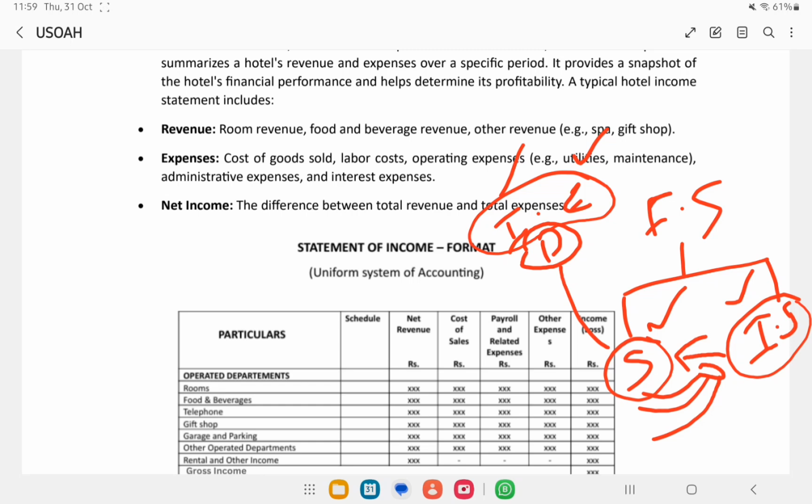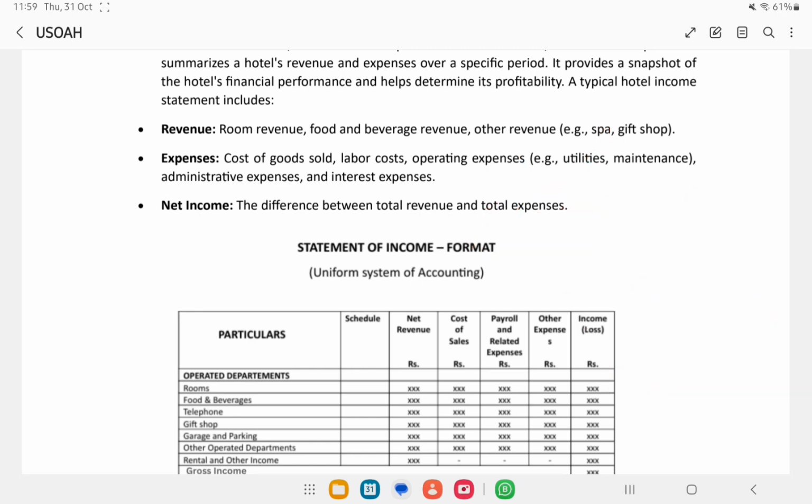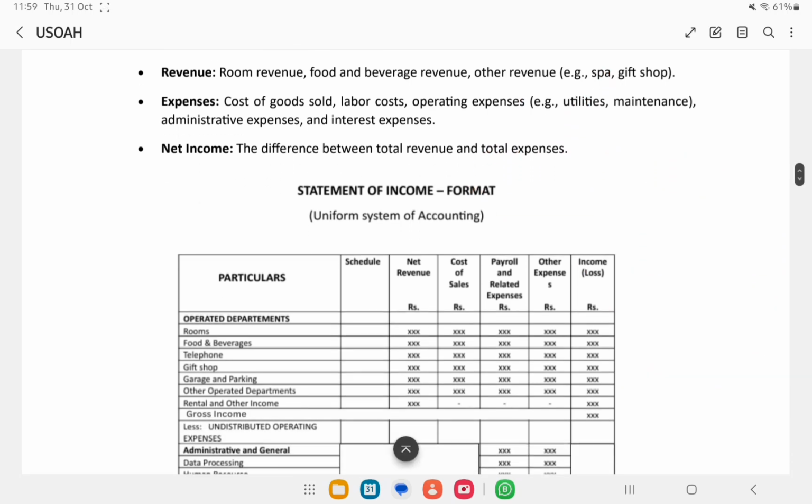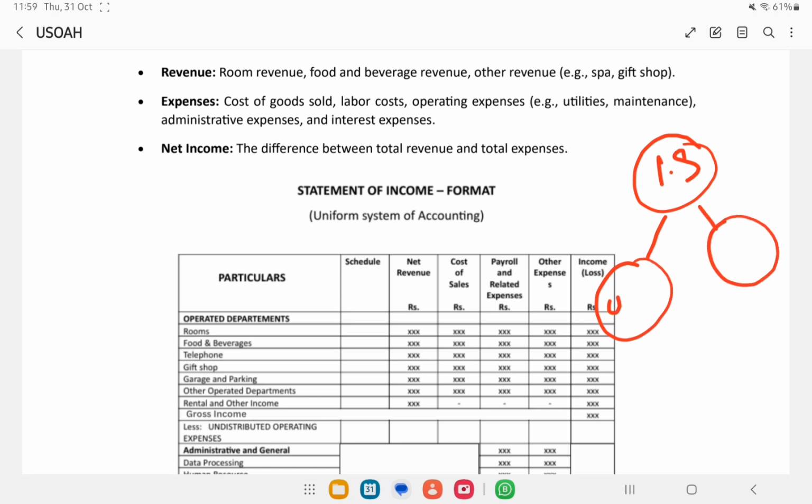Here also one thing we have to remember: the income statement can be prepared in two ways. Don't worry, we are going to see the practical version. I'm just introducing this to you. We will prepare the income statement for the whole hotel, and there also we have two methods. One is of course the uniform system of hotel accounting, but the other one is departmental accounting. It's another approach. We will discuss everything, I'm just introducing it.